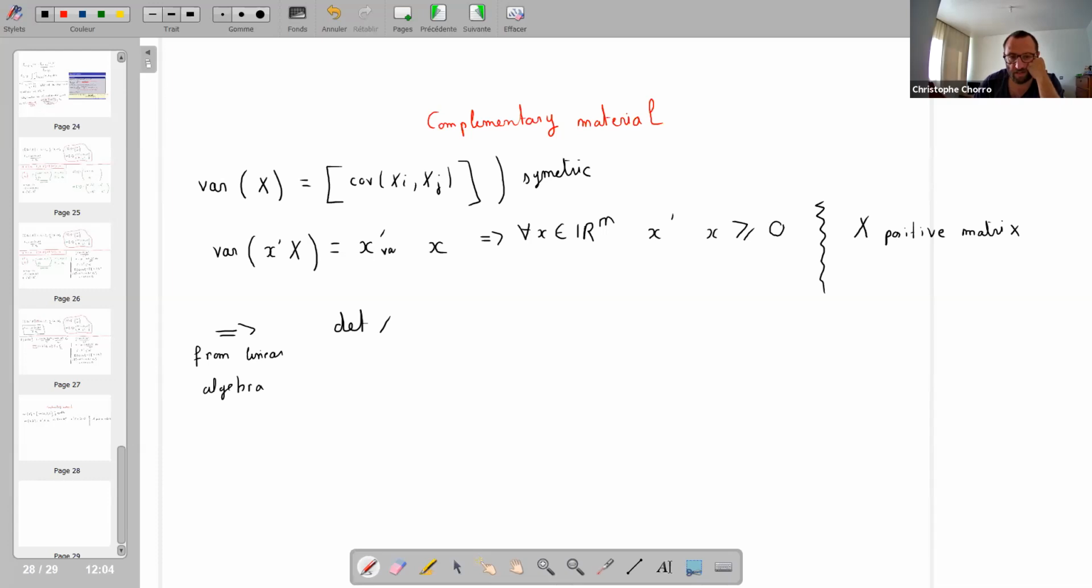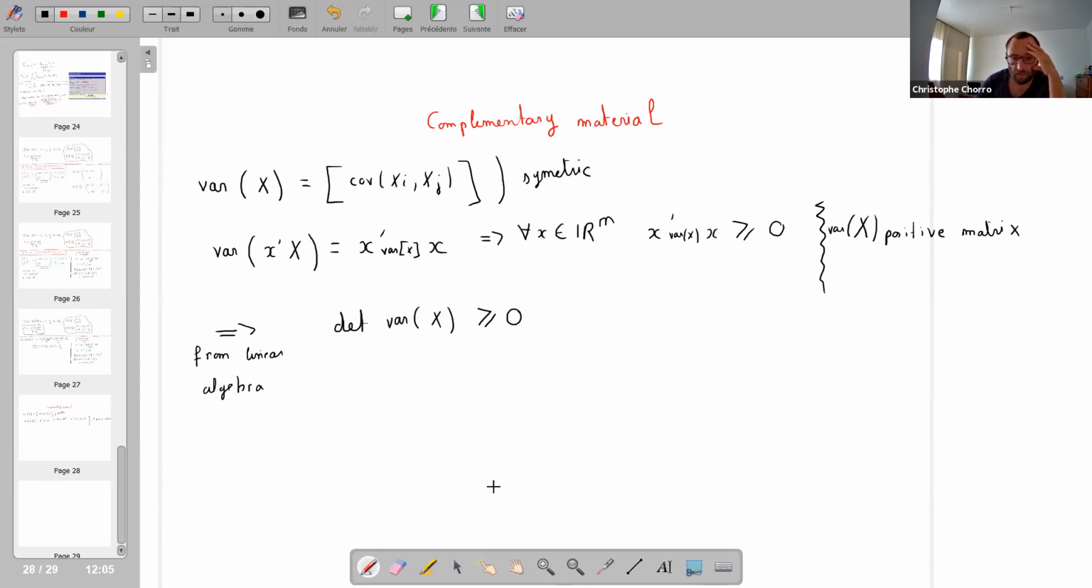It's var of X, the variance of X. And so the variance covariance matrix is a positive matrix, okay? And it implies that the determinant of the variance covariance matrix, that is var of X, is always positive. So if you have a matrix that is positive and symmetric in this sense here, you can prove that its determinant is a positive number.